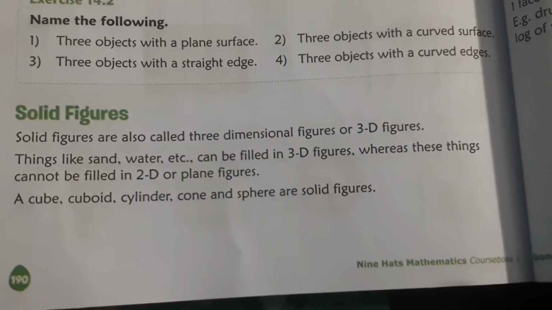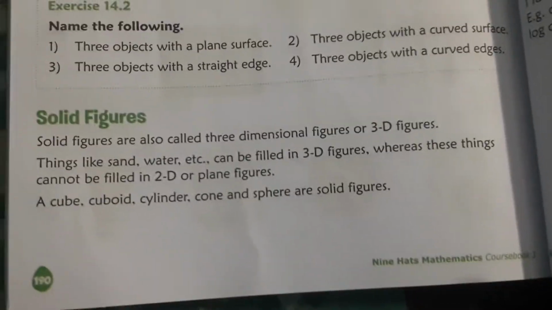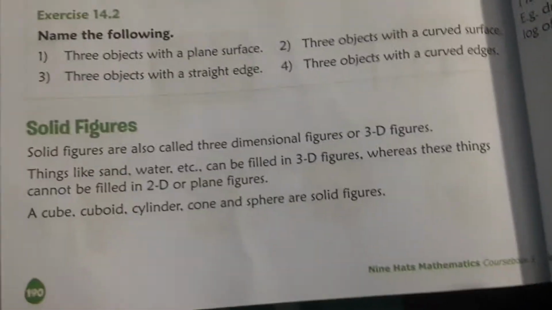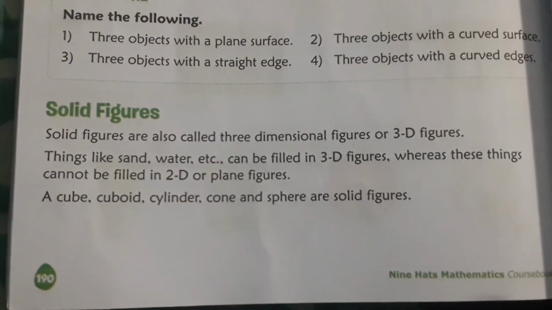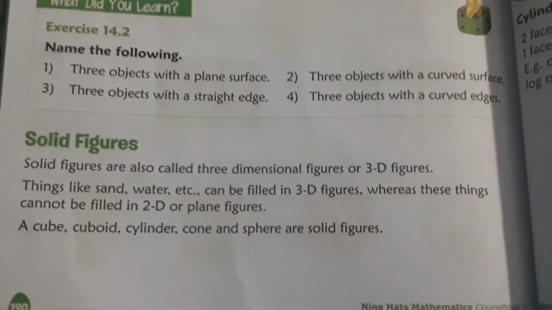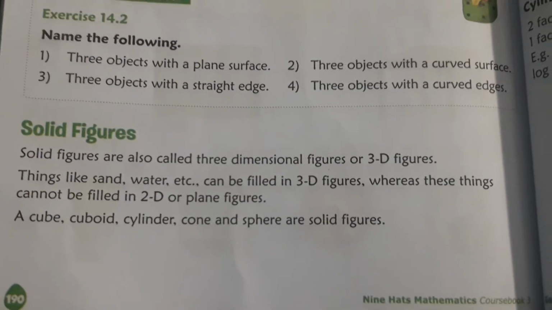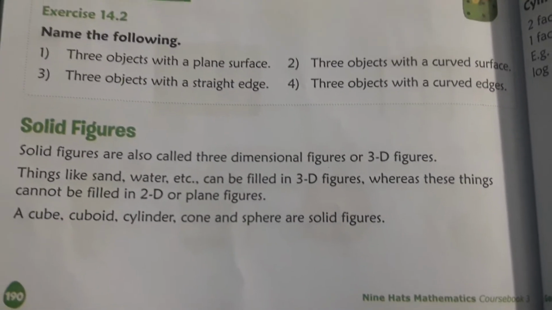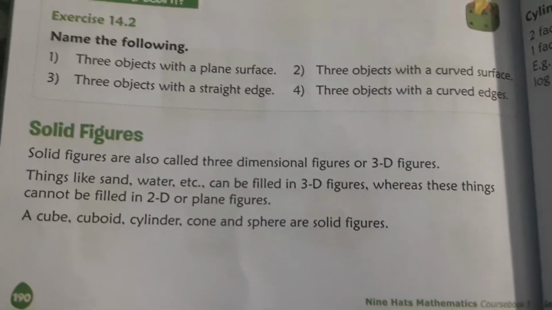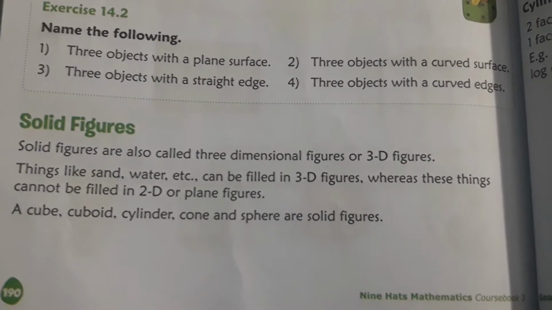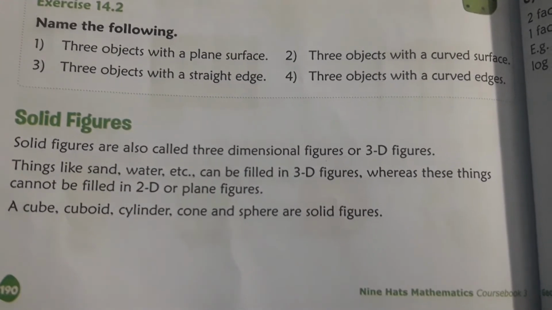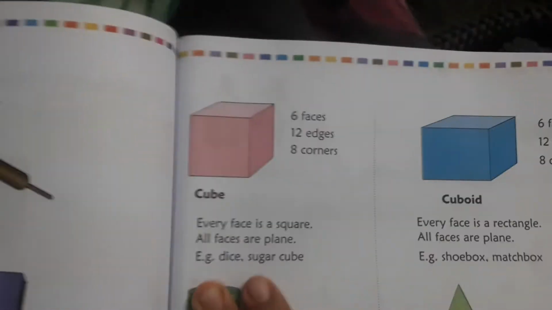Now the solid figure. Solid figure means 3D figures, or the 3-dimension figures, which have length, breadth and height. We have seen 2D figures have only length and breadth, but the figures which have length, breadth and height are the 3D figures, like cube, cuboid, cylinder, cone, sphere. These are the solid figures.